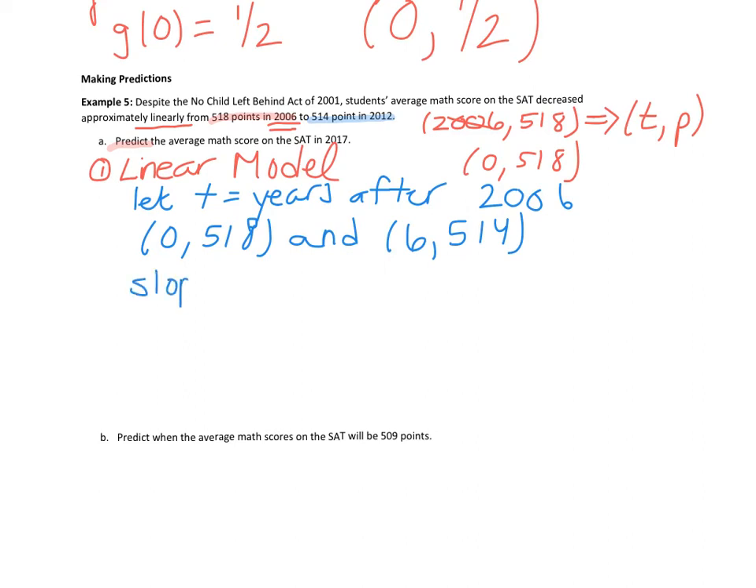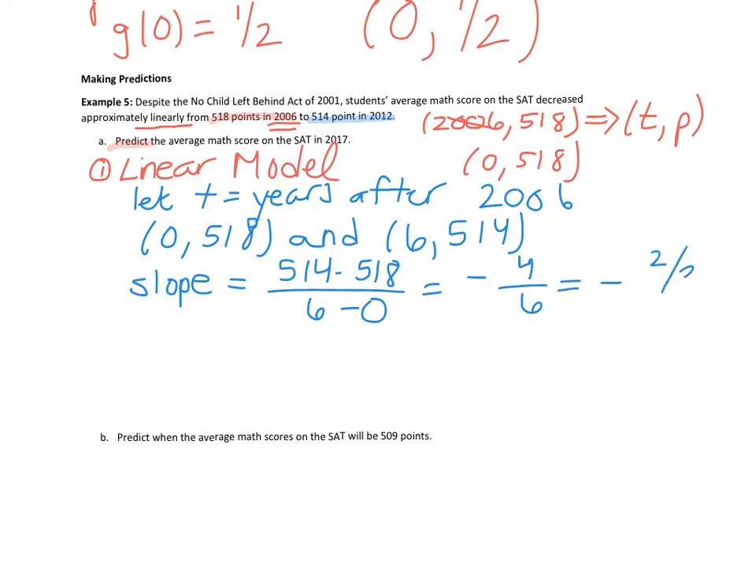To find a linear equation, we have to find the slope. So difference of y over the difference of x. Let's see, 514 minus 518 is negative 4 over 6. And good, our slope is negative, because I said in the problem that it was decreasing. So that makes sense that we have a negative slope.